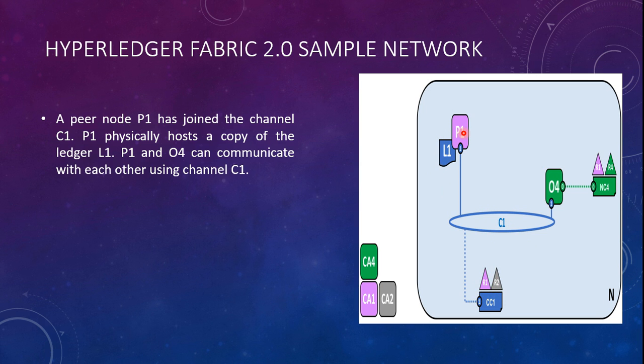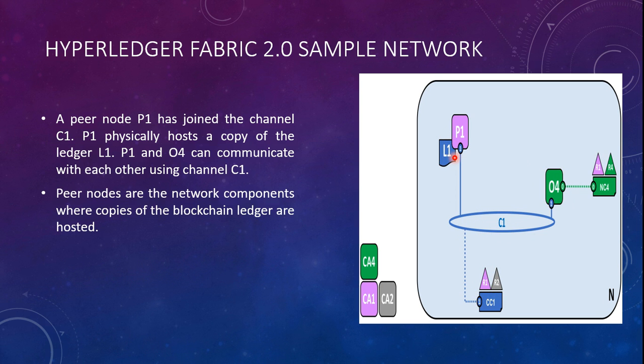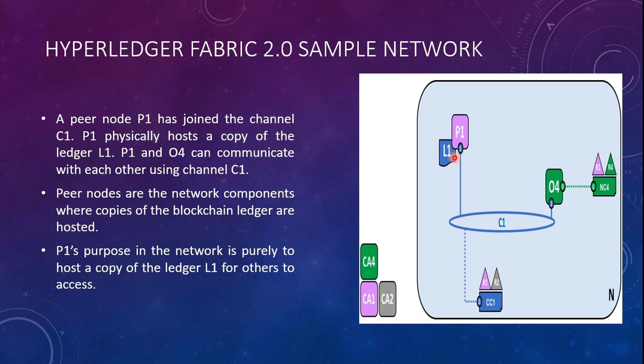So P1 and O4 can communicate with each other using channel C1. Whatever transactions the ordering service sends to the network, the immutable copy of the ledger is made by O4 and it is physically stored with peer P1. Peers are the network components where copies of the blockchain ledgers are hosted. So P1's purpose in the network is purely to host a copy of the ledger L1 for others to access.